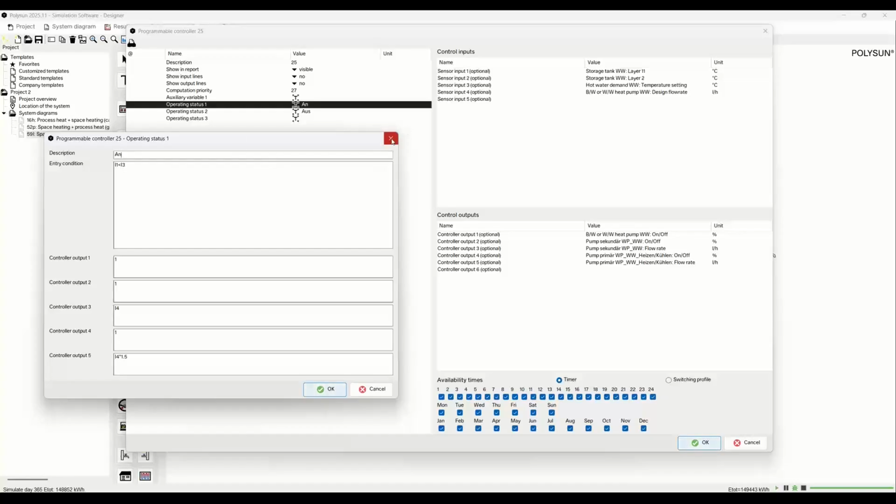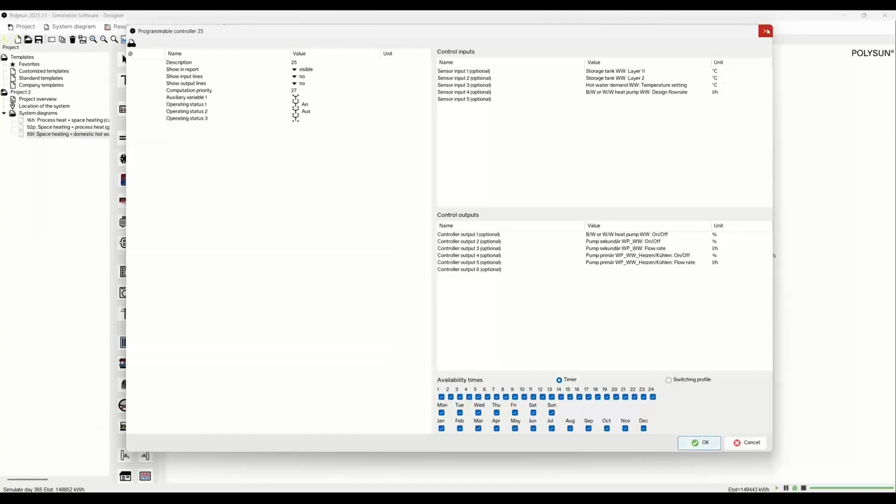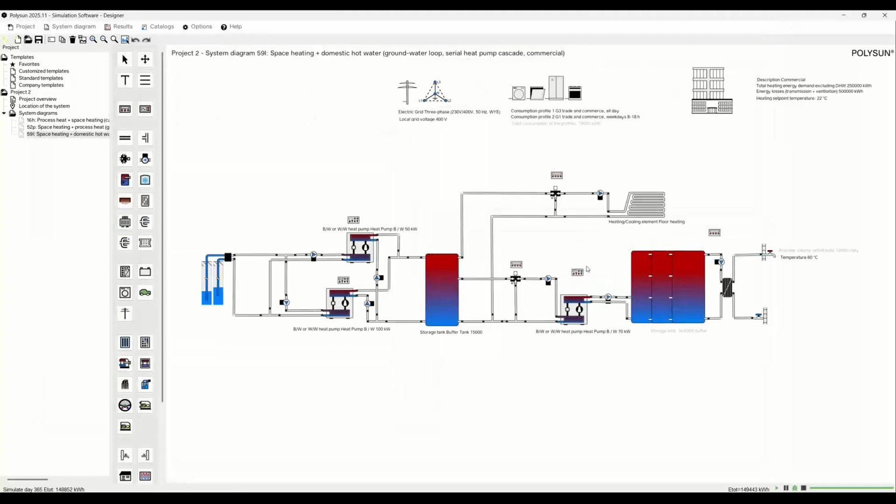then the heat pump switches on. What you can also do is have an inverter controlled heat pump with a variable temperature that delivers variable load, and you can also include that here in the programmable controller.